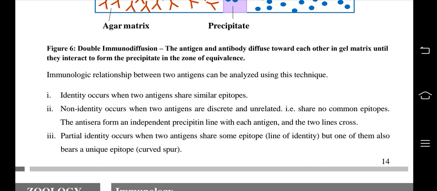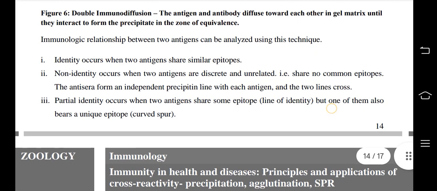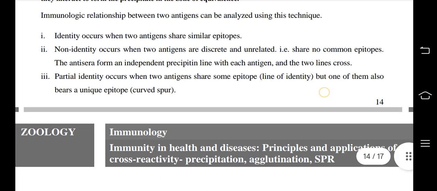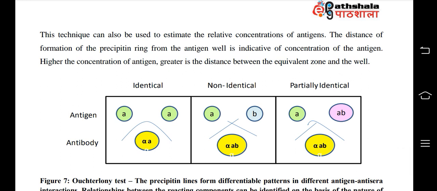Identity occurs when two antigens share similar epitopes. Non-identity occurs when two antigens are discrete and unrelated, sharing no common epitopes. The antisera form an independent precipitin line on each antigen and the two lines cross. Partial identity occurs when two antigens share the same epitope, the line of identity, but one of them also carries a unique epitope, seen as a curved spur. This technique can also be used to estimate the relative concentration of antigens.